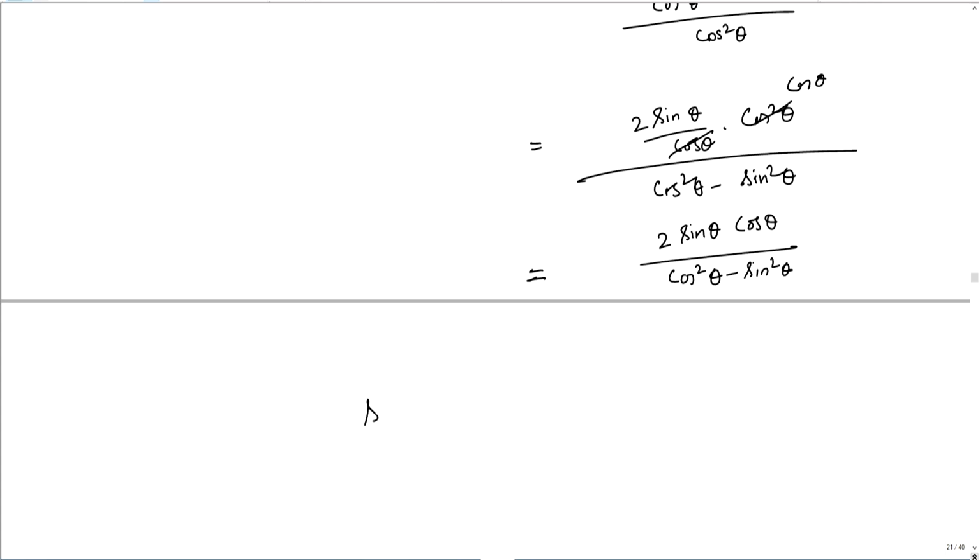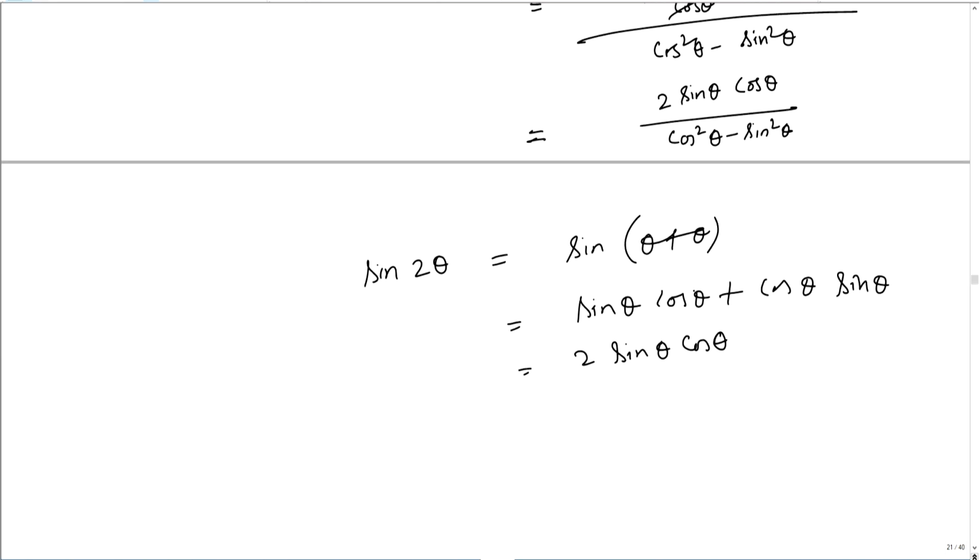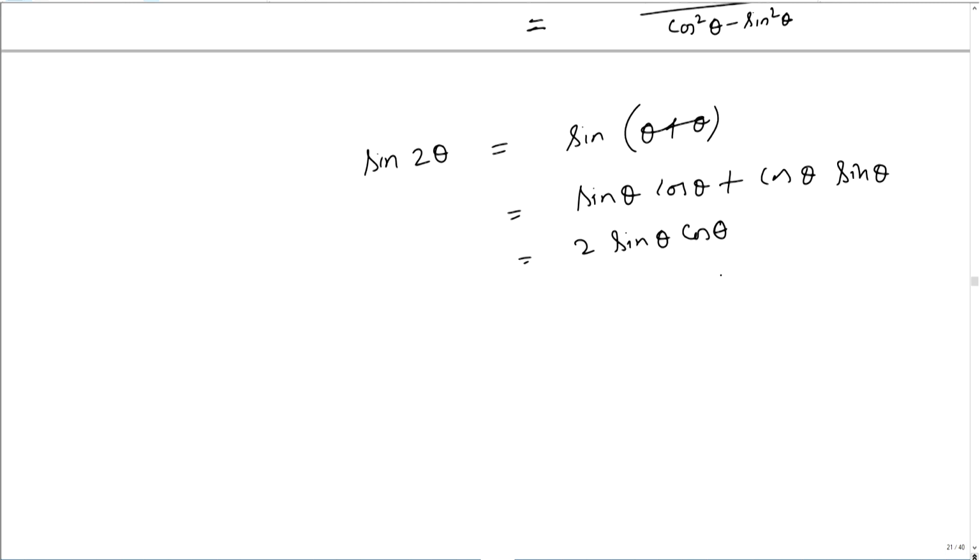Do you want to see why sin 2 theta is this? Well, sin 2 theta can be written as sin of theta plus theta, which is sin theta cos theta plus cos theta sin theta. So, that means it is 2 sin theta cos theta, okay, and so on for cos 2 theta as well, right. So, this is how you can do this.